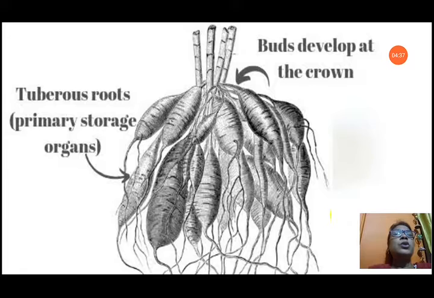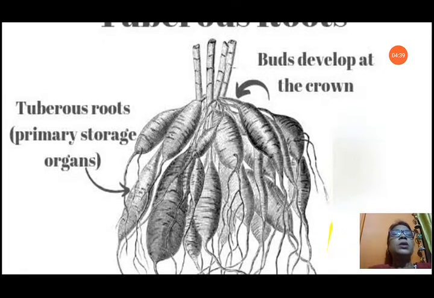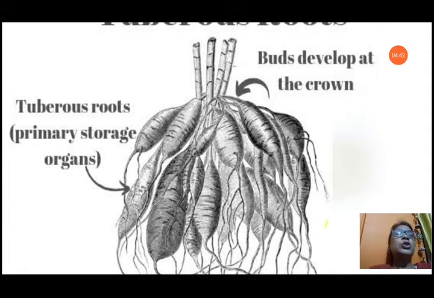Now tuberous roots also, you can see the picture of tuberous roots. You can see here tuberous roots are the primary storage organ, it stores the food. Buds develop at the crown and they grow into a new plant.